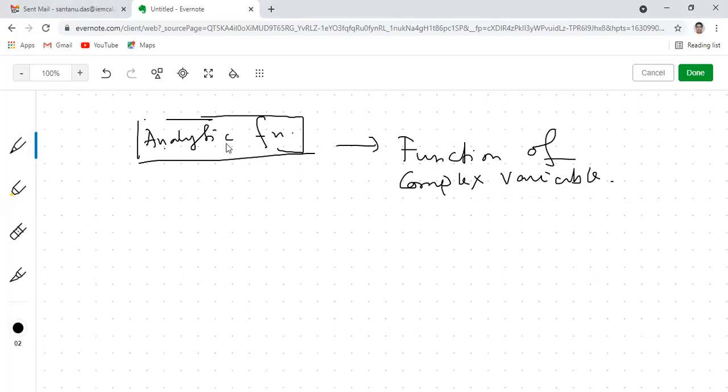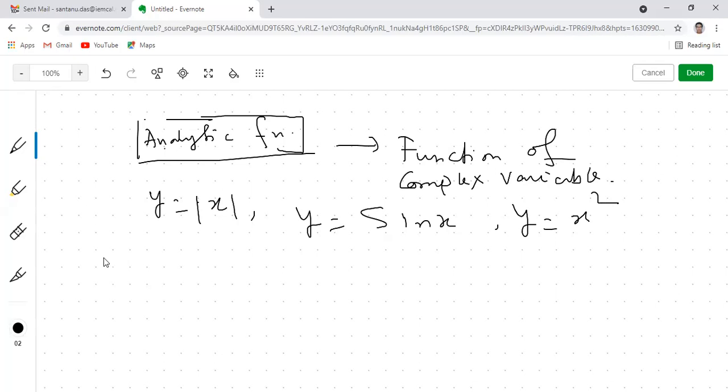So why do we need to consider the concept of analytic function, and why is it so important to study for functions of a complex variable? Because let's say I've given one function, say y equals mod x, or a function of one variable, or sin x, or y equals x squared. Then if I ask you whether this function is differentiable at any arbitrary point x0, which is a real number, how can you answer?